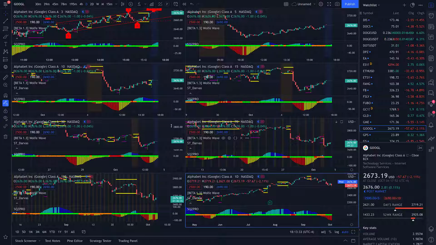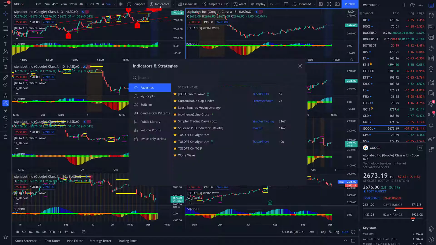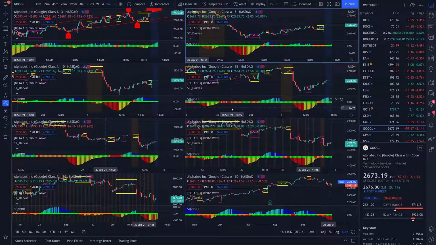Okay, so that's pretty much it. I think I need to add it here too. Yeah. So in my opinion, this is like the ultimate day trading system.